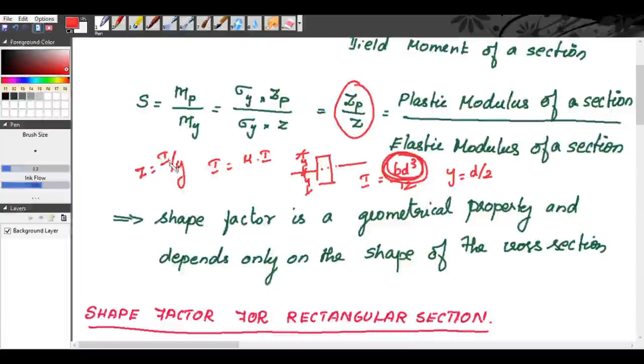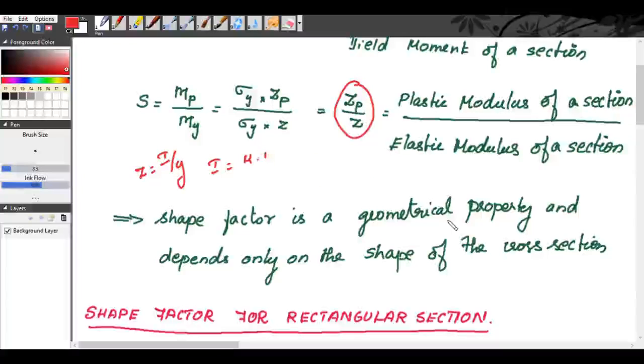So Z is equal to I by Y. So I and Y, and hence Z, that is the section modulus, depend on the geometric property, which implies the shape factor is a geometrical property and depends only on the shape of cross section. It depends upon the dimensions, about the breadth, depth. If it is a circular section, it depends upon the diameter. So we can conclude that shape factor is a geometrical property and it depends only on the shape of the cross section. So that's all about the shape factor.